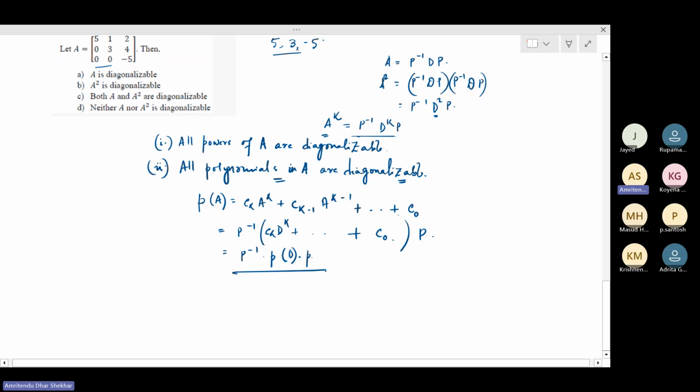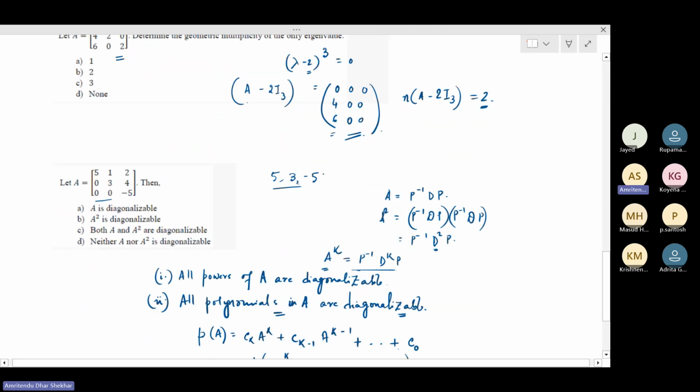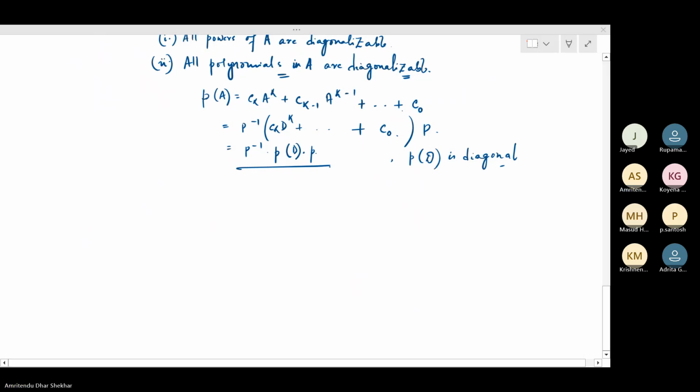Okay. So a polynomial evaluated on a diagonal matrix is always a diagonal matrix. So P(D) is also diagonal. Okay. Hope this is clear. Let's move on.